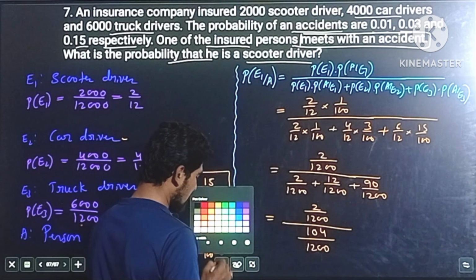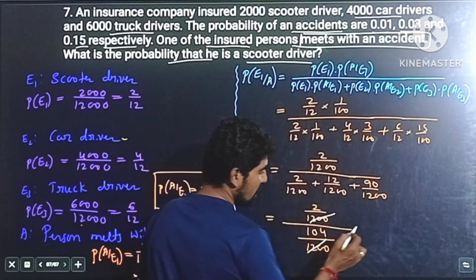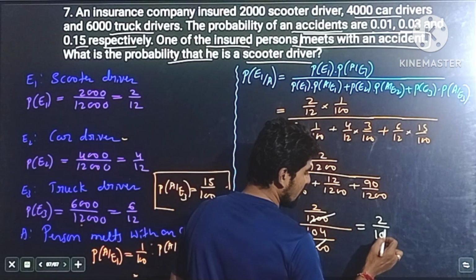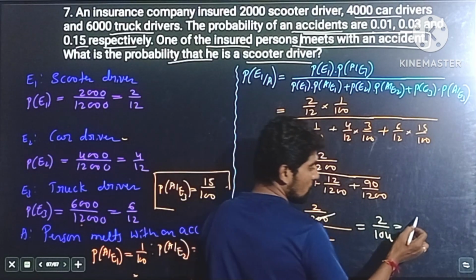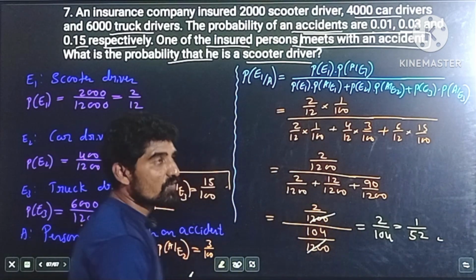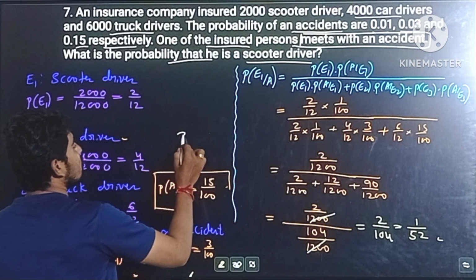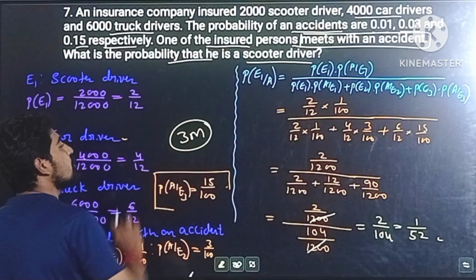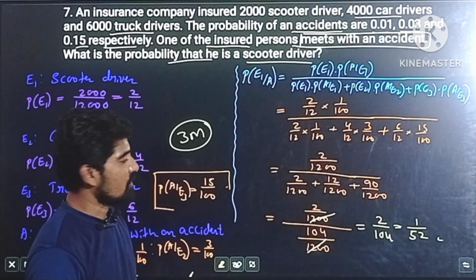So here we can cancel 1200, which is equal to 2 divided by 104, which is equal to 2. Ones are 2, fives are 2, twos are. So 1 by 52 is the required answer. And one more thing, this question is most important for 3 marks, many times asked in your annual examination.